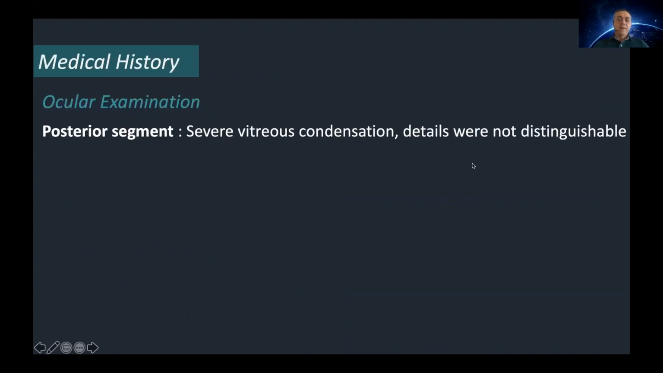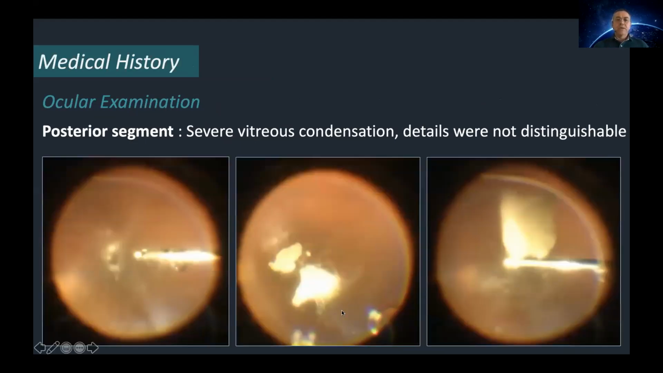And what about the posterior segment? There was severe vitreous condensation. Details were not distinguishable. As you see here, this picture was taken during surgery. There was white opaque condensation, and also small round ball-like condensations in the vitreous cavity.